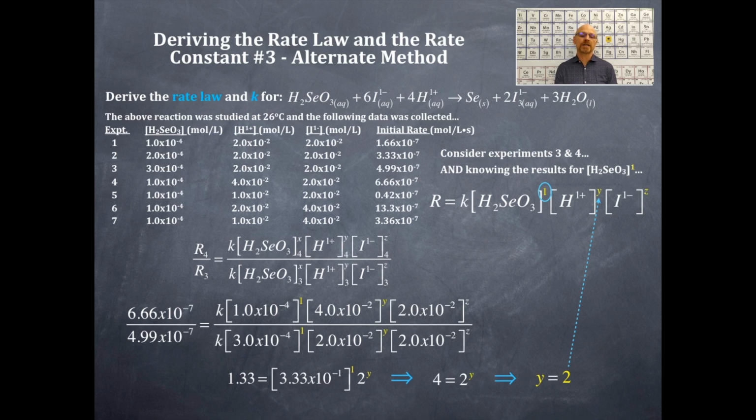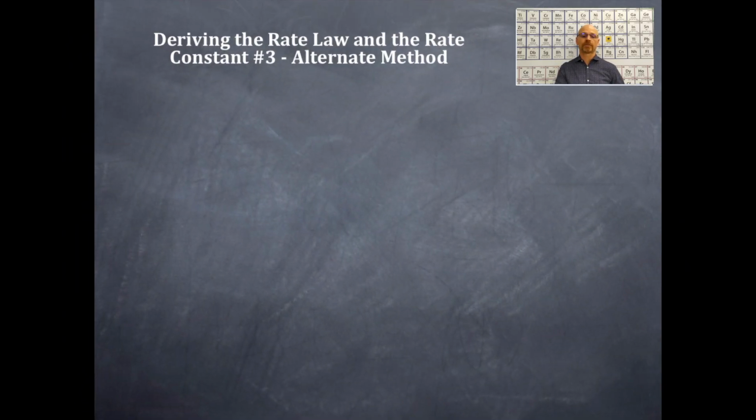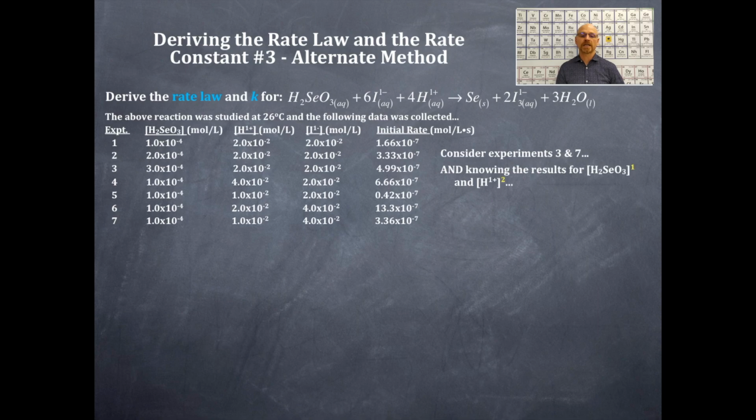Okay, now we're going to use this information, now that we know the order of the H2SeO3 and we know the order of the hydrogen ion concentration, and now we're going to solve for the next part. So we know the other two parts here, that is we know the order of the H2SeO3, that's 1. We know the order of the hydrogen ion concentration, that's 2. So our basic rate law looks like this. Now what we're going to do is find out where the iodide ion concentration changes.